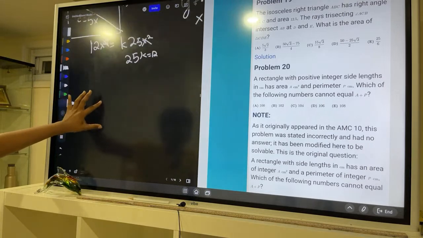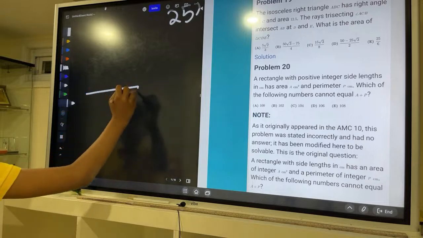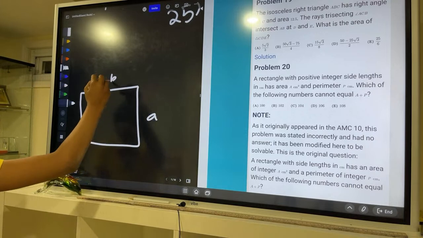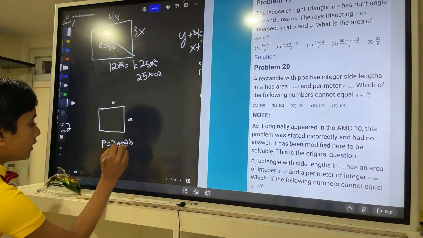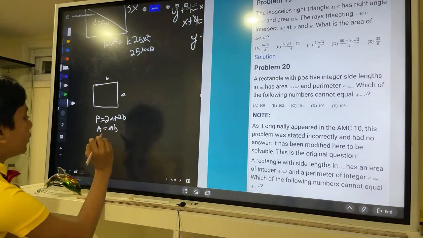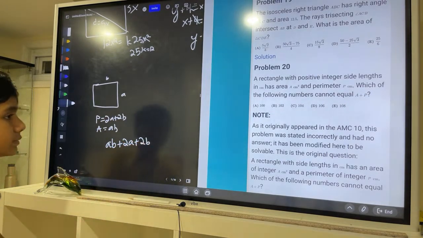Rectangle with positive integer side lengths in centimeters has area A centimeters squared and perimeter P. So let's let the side lengths be A and B. Then the perimeter is 2A plus 2B and the area is just AB. So which of the following cannot equal AB plus 2A plus 2B?